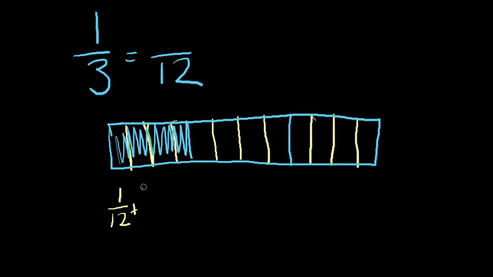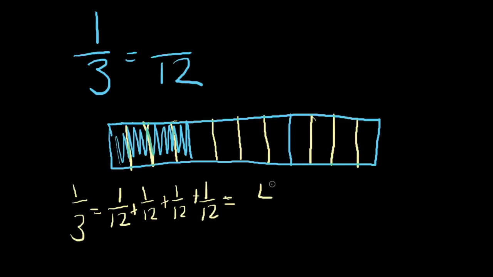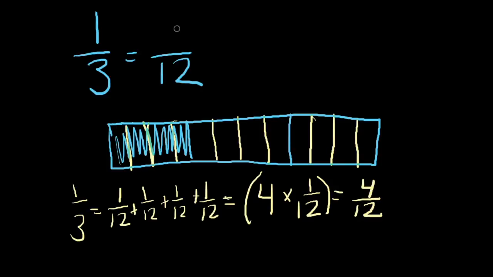So I can write this as a sum of unit fractions, 1/12 plus 1/12 plus 1/12 plus 1/12. So 1/3 is equal to 1/12 plus 1/12 plus 1/12 plus 1/12. I can write this as a multiplication sentence. I have 4 equal groups of 1/12. So I can say that 1/3 is equal to 4/12.